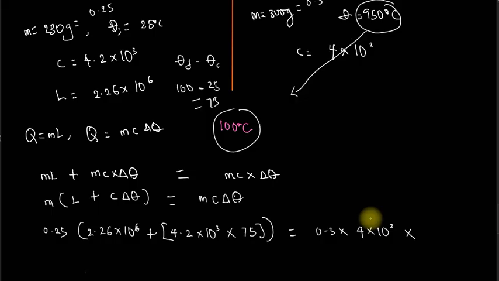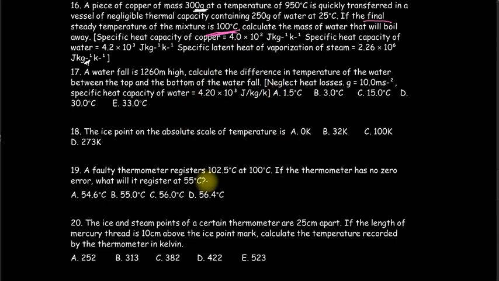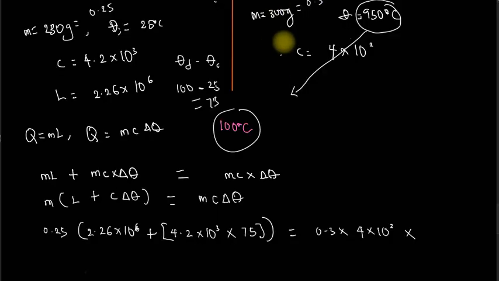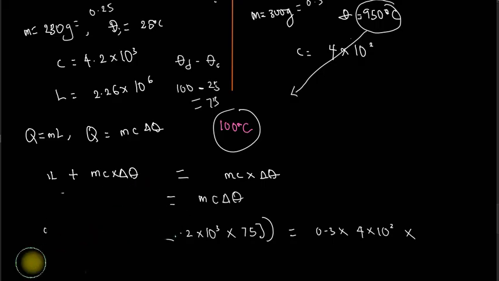What were we looking for again? I completely missed out what we were looking for. So calculate what exactly? Mass of water that will boil away. Oh wow, that's lovely. 250 grams of water at 25 degrees, if the final steady temperature of the mixture is 100 degrees. Mass of water that will boil away is the mass from the latent heat.